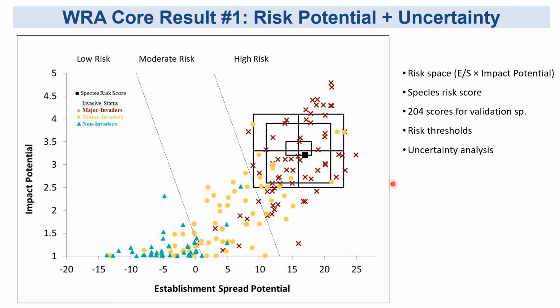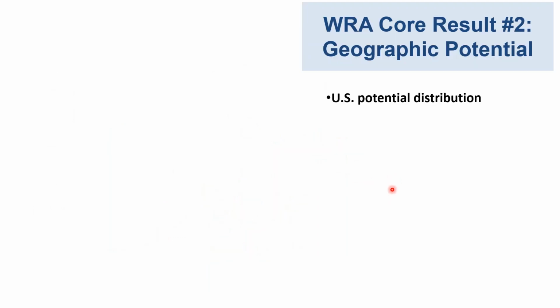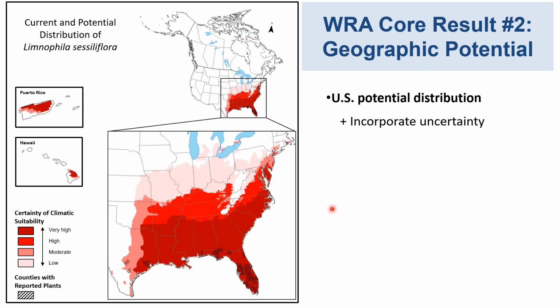It's pretty stable, right? All right, the next core result is an analysis of the species' geographic potential in the U.S., sort of a climate analysis. We look to see where the species occurs around the world, and then figure out where those 3 climatic variables match up in the U.S. And we also incorporate uncertainty by showing you these different colors.